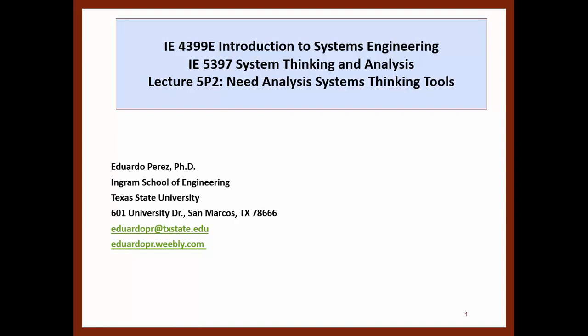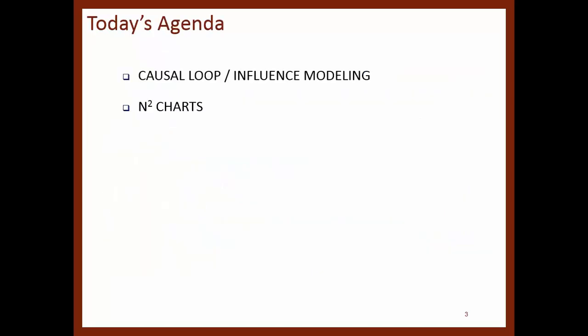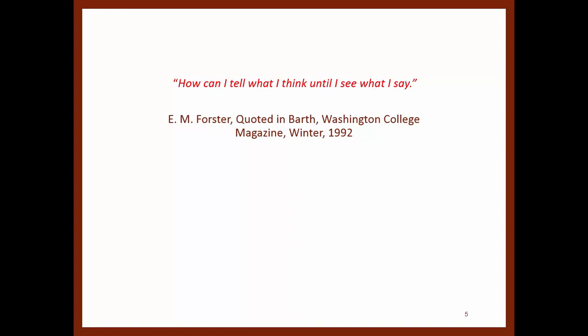And from there, today we're going to look at these two tools that are helpful in that process of the system lifecycle. So, Causal-Loop models or influencing models and N-squared charts. We're going to start with the Causal-Loop, and the idea with these Causal-Loop models is that you can start seeing some of the connections between the inputs and the behavior of your system.